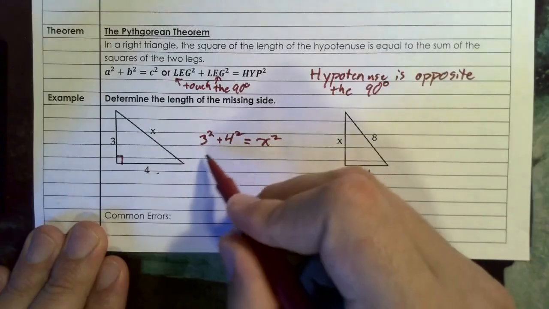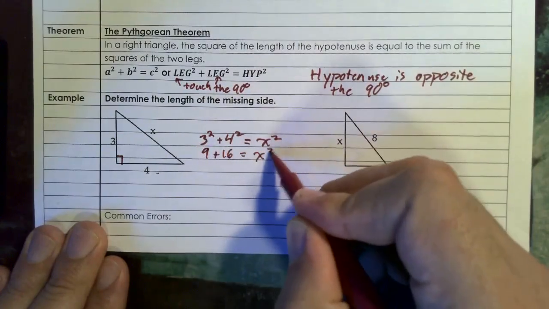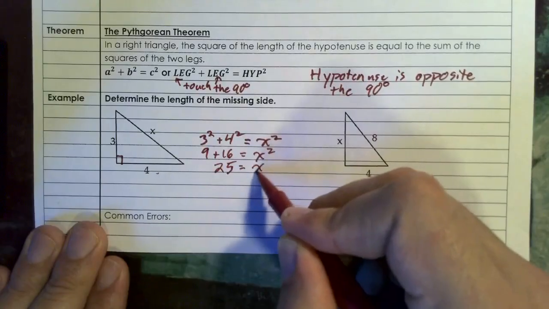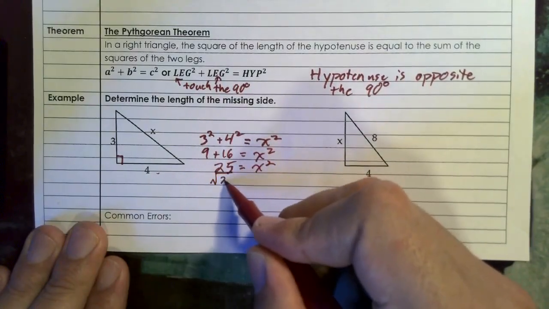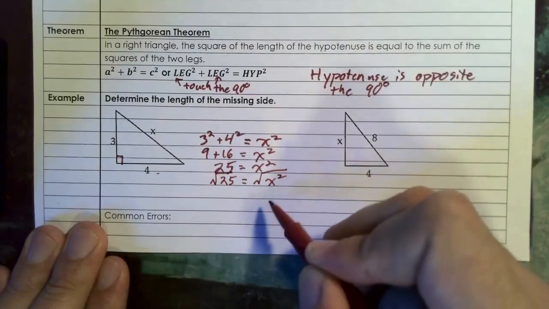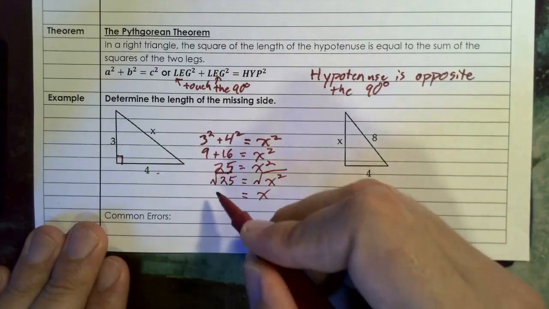So 3 squared plus 4 squared, that's 9 plus 16 equals x squared. 25 then equals x squared. So in order to solve, we would square root both sides. So the square root of 25 equals the square root of x squared. The square root and the squared cancel each other out, so we're left just with an x.